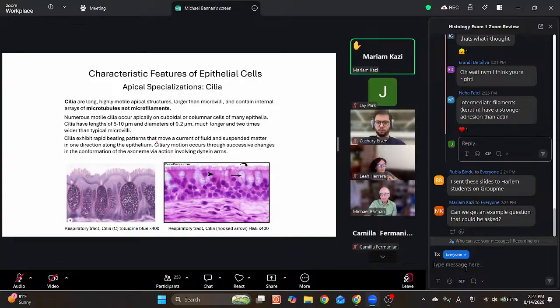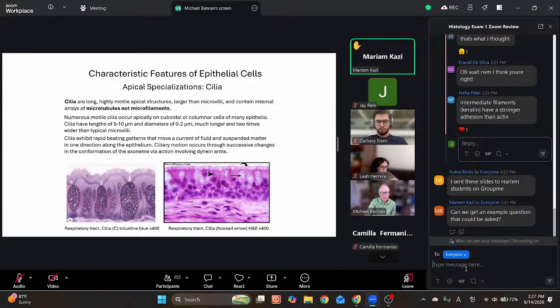Yes, hi. I wanted to ask if we would need to know the specific size difference between the cilia and the microvilli. We're not going to ask you how many microns it is in length. We're giving you this to emphasize that it gives the apical specialization a very different appearance, because the cilia are 10 times the length, and that's why you can see them under the light microscope. But I wouldn't get crazy about 2/10 of a micron. Okay, thank you so much.